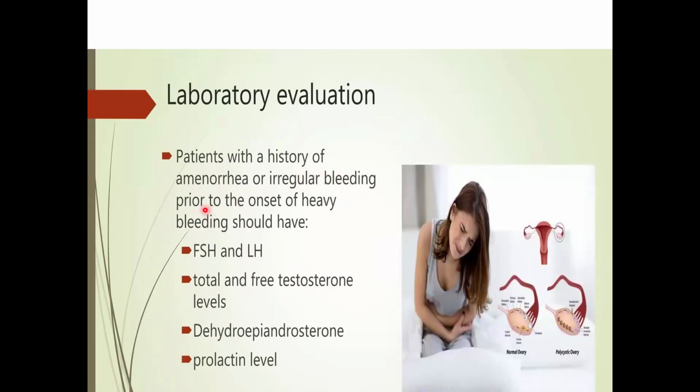A patient with a history of amenorrhea or irregular bleeding prior to the onset of heavy bleeding should have FSH and LH, total and free testosterone level, dehydroepiandrosterone, and prolactin level checked.